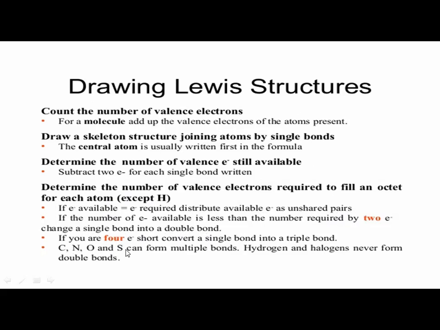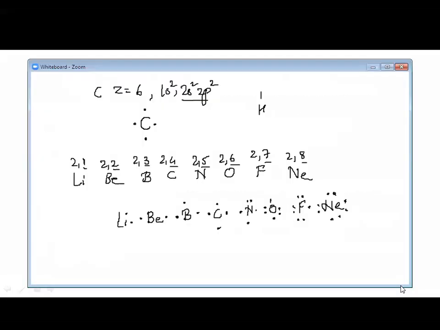Carbon, nitrogen, oxygen, sulfur can form multiple bonds. Hydrogen and halogens never form double bonds. So with this proper explanation, I can show you some of the examples.